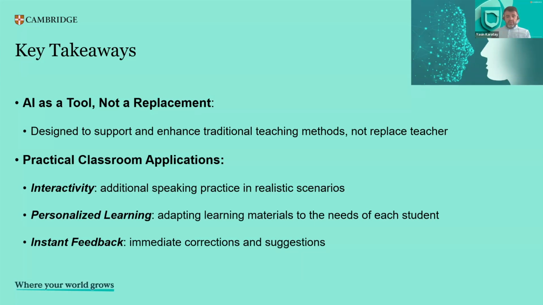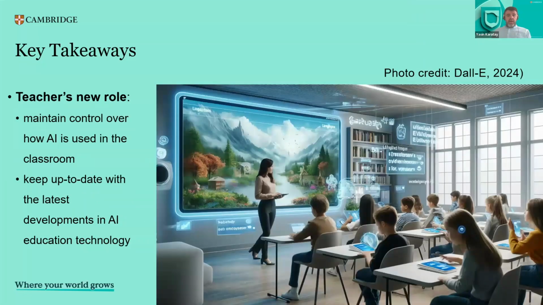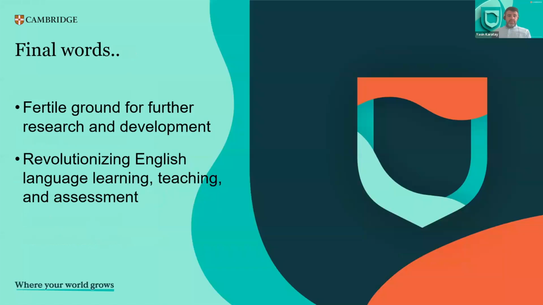So how do these advancements change the teacher's role in this AI-driven world? That's the question, right? Well, I believe that teachers are now expected to maintain control over how AI is used in the classroom and keep up to date with the latest developments in AI education technology. So some final words. I think this is a fertile ground for further research and development, and I believe that it's going to revolutionize English language learning and teaching and assessment in some way or another.